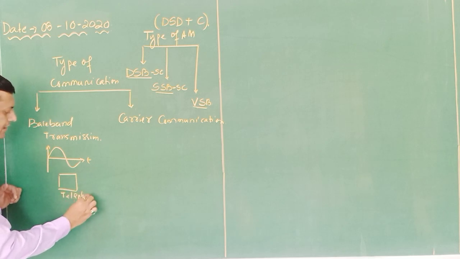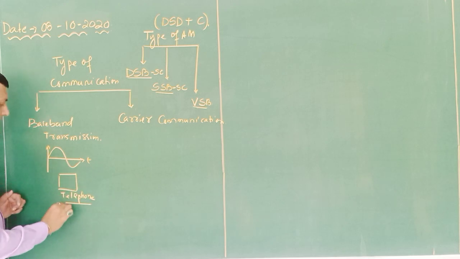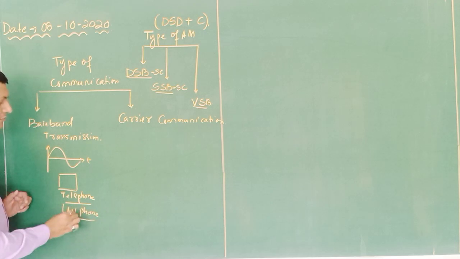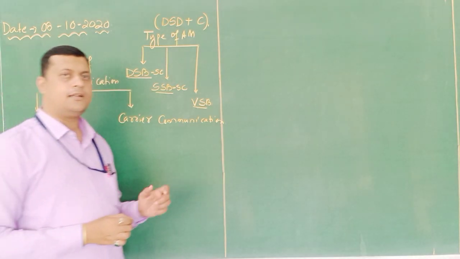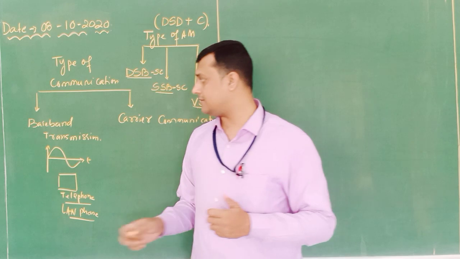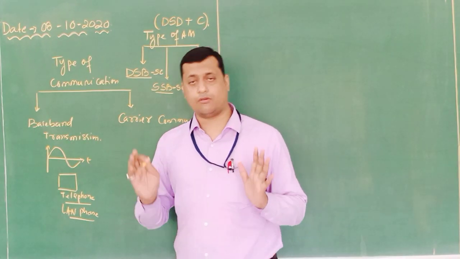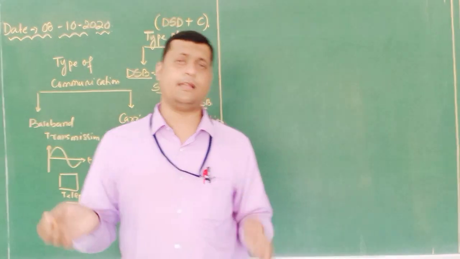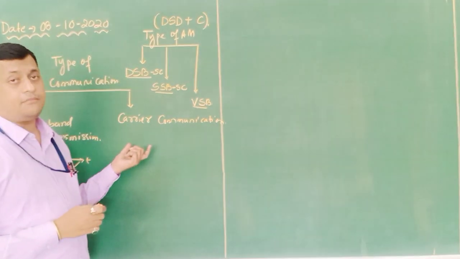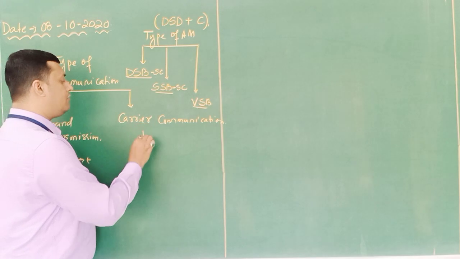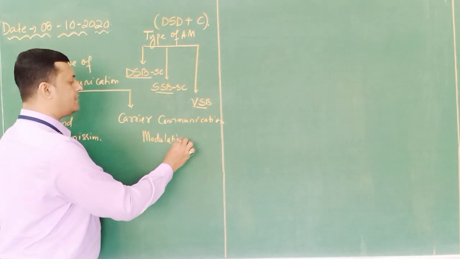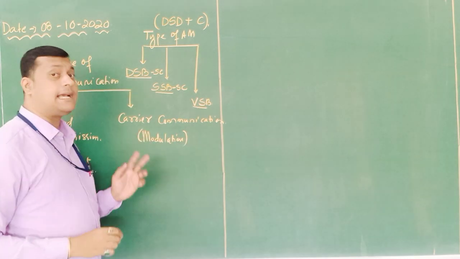Why? I will tell. This telephone means land phones. In a land phone, we require a small amount of frequency component to reach a certain distance. So this is baseband communication, meaning only the modulating signal is going to be delivered in the channel. Similarly, carrier communication means here the modulation takes place. Which type of modulation? Carrier modulation.